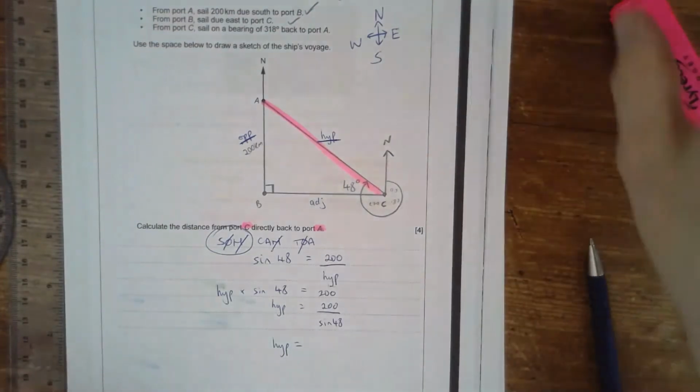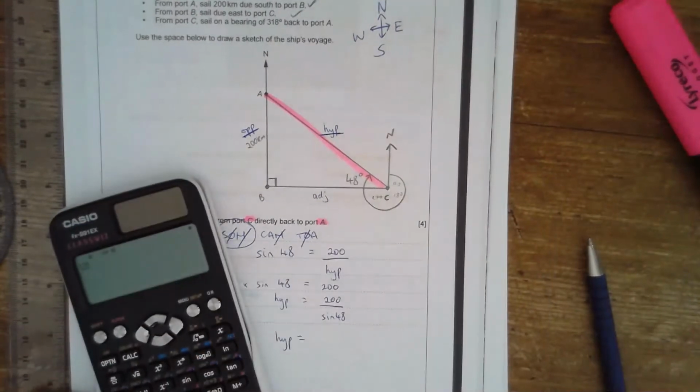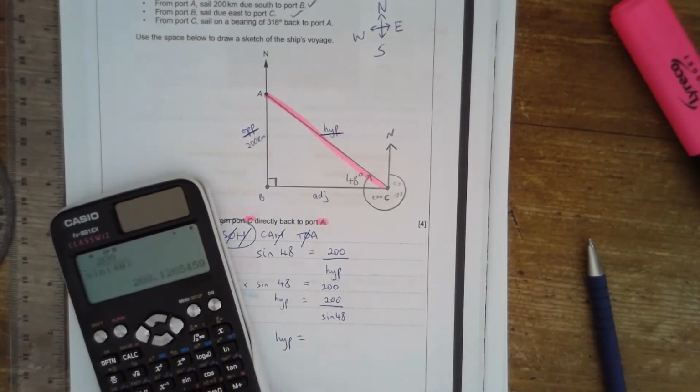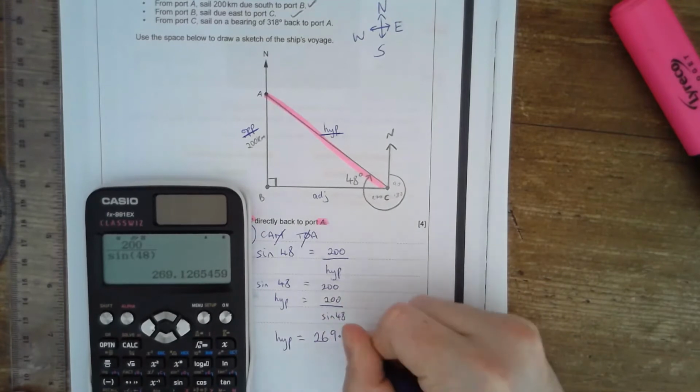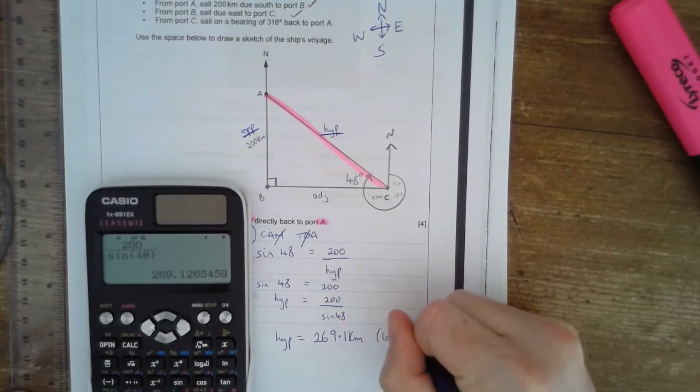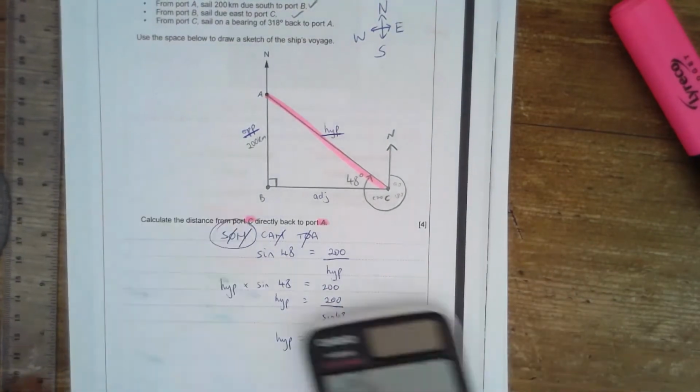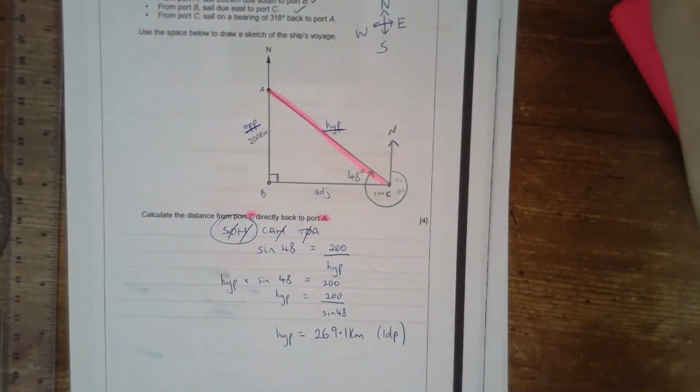Okay, now to do this, just literally sticking it into my calculator, 200 over sine 48, and I press the bracket there, and I get 269.1 kilometres to 1 decimal place, but no reason why you couldn't have gone 2 because it didn't tell me to go to a certain number, okay? So 1 or 2 decimal places there.